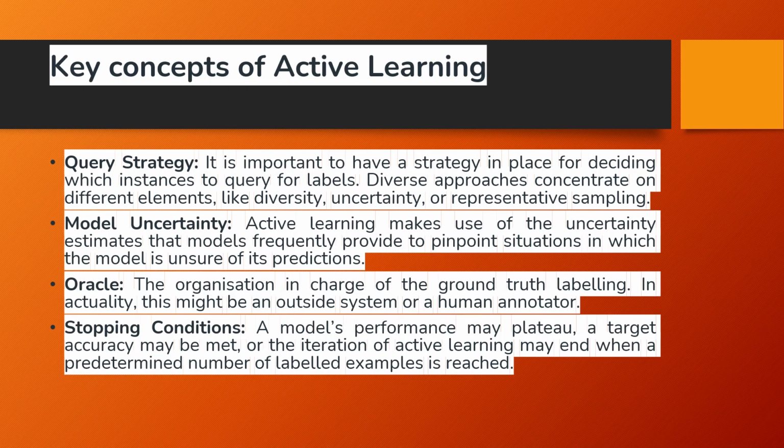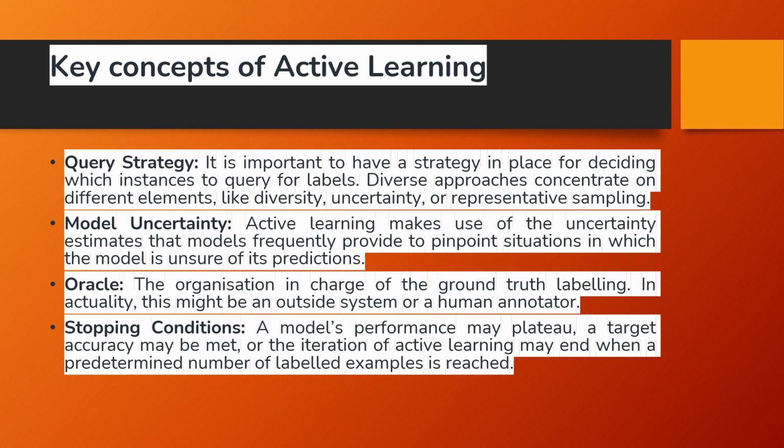Key concepts of active learning: query strategy, model uncertainty, oracle, and stopping conditions. Query strategy: it is important to have a strategy in place for deciding which instances to query for labels. Diverse approaches concentrate on different elements like diversity, uncertainty, or representative sampling. Model uncertainty: active learning makes use of the uncertainty estimates that models frequently provide to pinpoint situations in which the model is unsure of its predictions. Oracle: the entity in charge of the ground truth labeling. In practice, this might be an outside system or a human annotator.